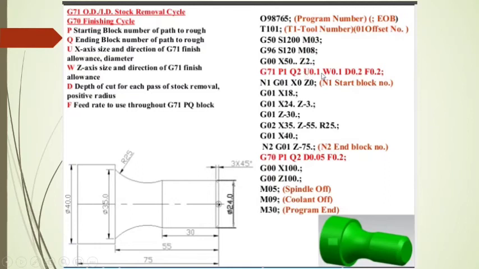U and W indicate the allowance required for finishing operation in X and Z direction respectively. So 0.1 millimeter material will be kept for carrying out the finishing cycle. Then this D indicates the depth of cut for each and every step.